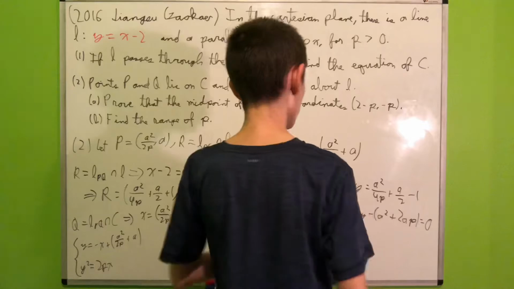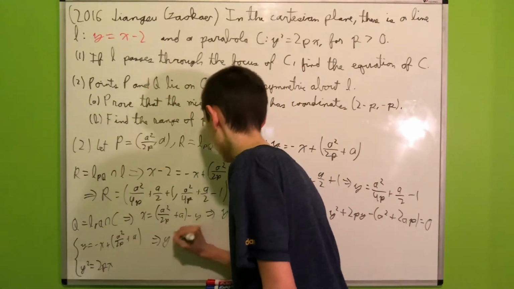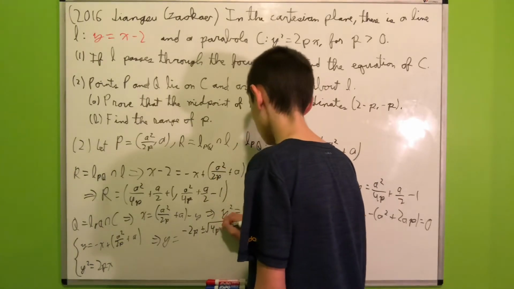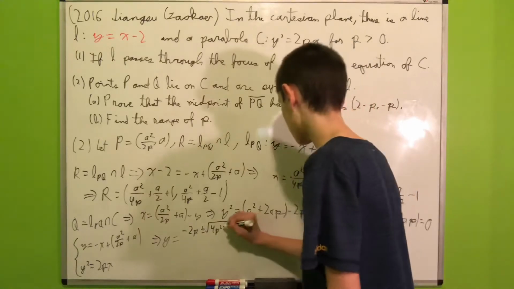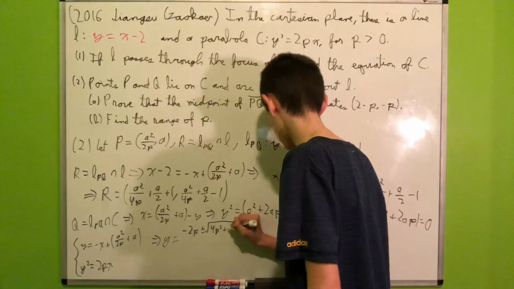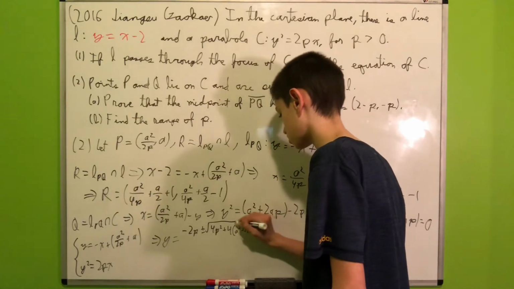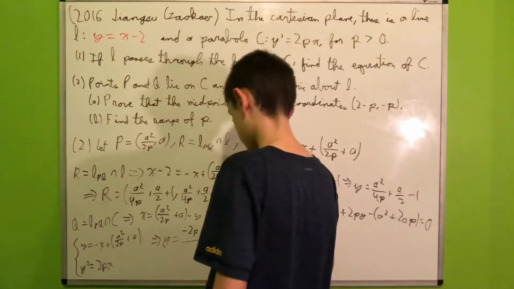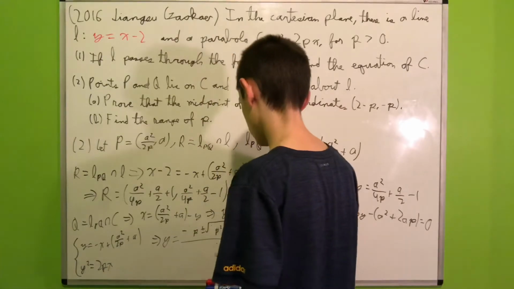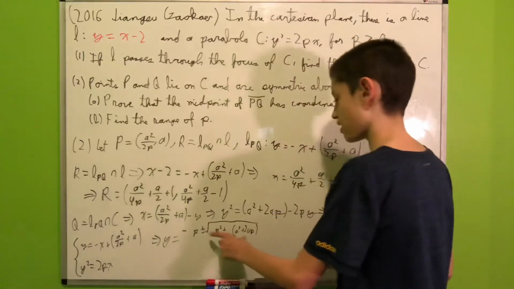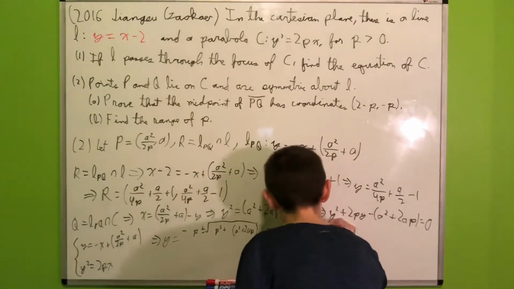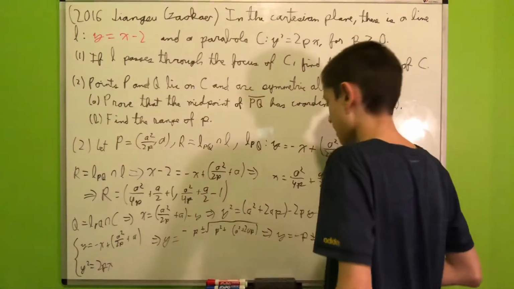So y squared plus 2py minus (a squared plus 2ap) is equal to 0. Now we can solve this as a quadratic equation in y to get y equals negative 2p plus or minus the square root of 4p squared, minus 4 times 1 times this, so plus 4 times (a squared plus 2ap), all divided by 2. Now we can see that we have a common factor of 4, so we can factor it out, and divide through all of the 2s. The inside is exactly the formula for (a plus p) squared. So we have that y equals negative p plus or minus (a plus p), because it's the square root of (a plus p) squared.